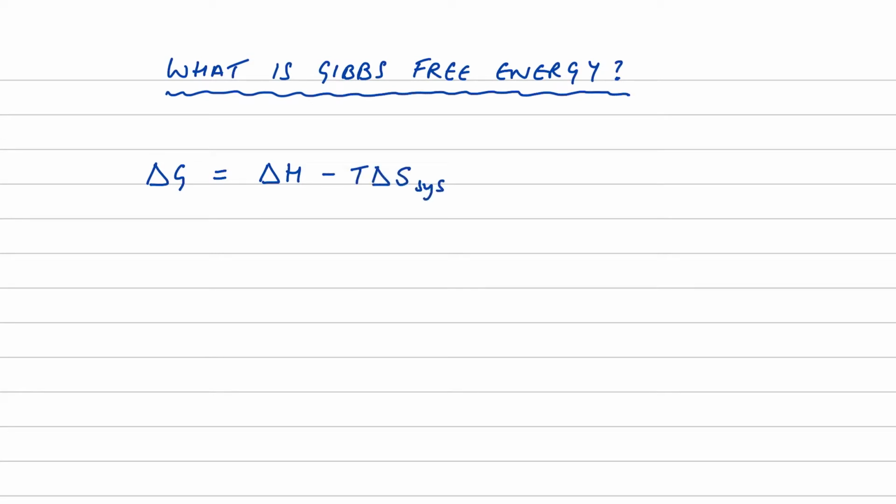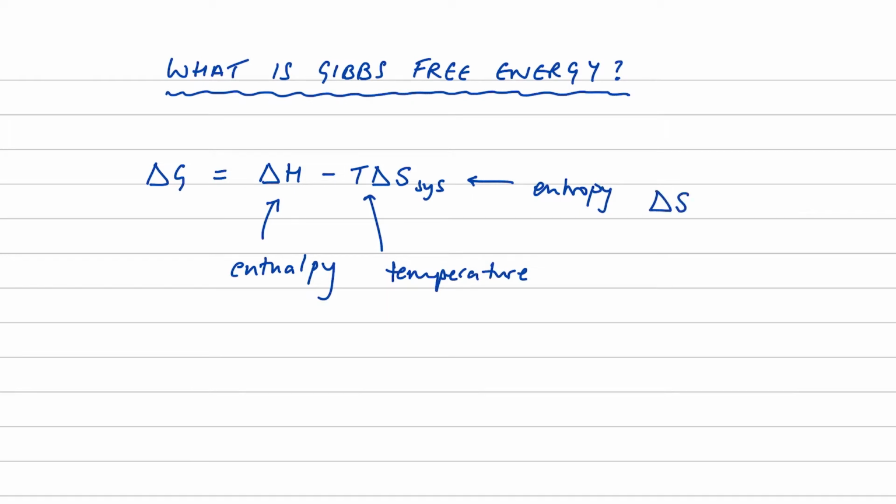So all we need to know for our chemical reaction is the enthalpy change, the temperature that we're carrying this reaction out, and the entropy change of the system. Now, usually this is just given as delta S in equations, but I want to start by being really clear. This is about the entropy of the system, not the surroundings.